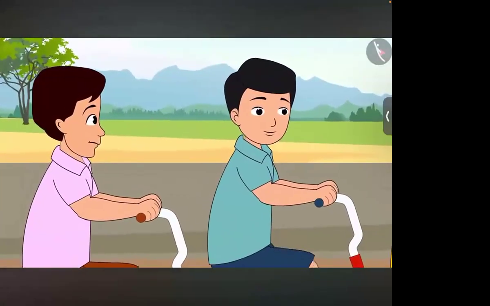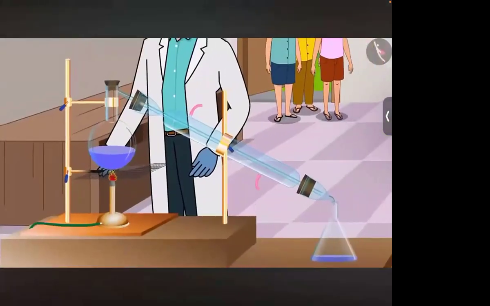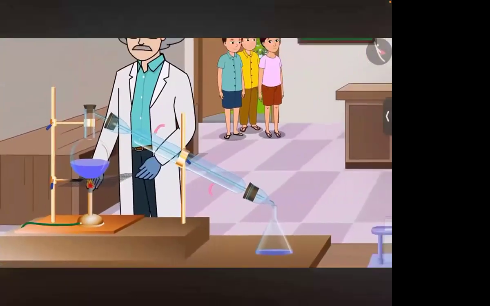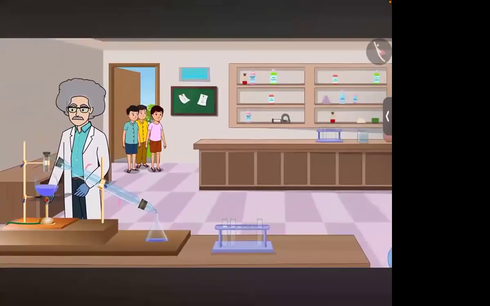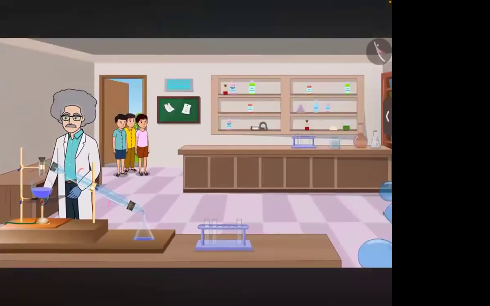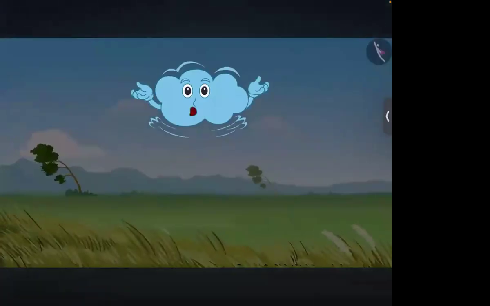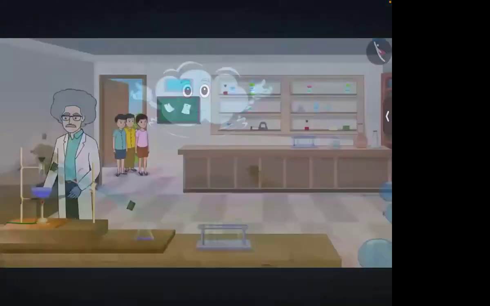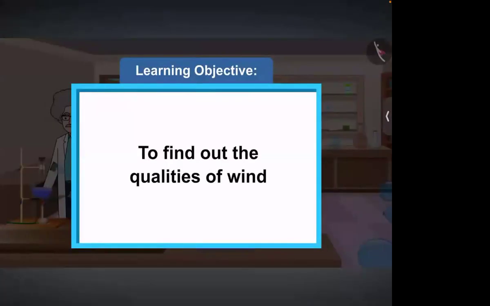Ramesh, Shyam and Mahesh had reached the professor's house after flying kites. They had a lot of queries regarding the qualities of air. Just look at the professor's house. It looks like a science laboratory. There is an experiment being conducted everywhere. Come, let us see what the children find out from here. Learning objective: to find out the qualities of wind.